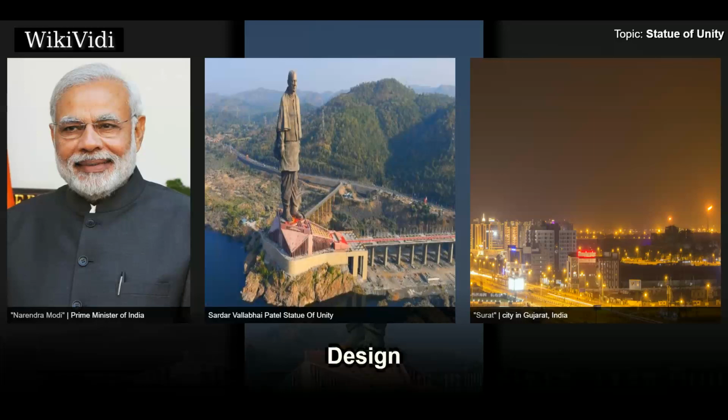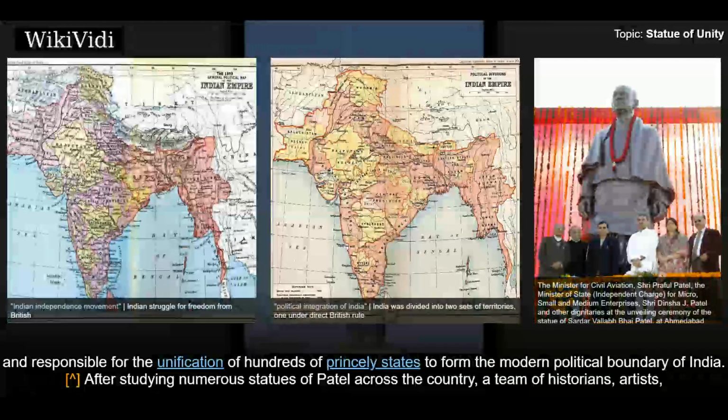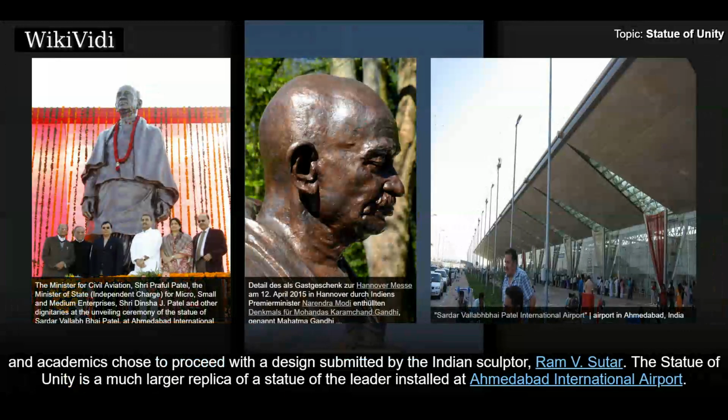Design. The statue depicts Vallabhbhai Patel, one of the most prominent leaders of the Indian independence movement, the first Deputy Prime Minister of India, and responsible for the unification of hundreds of princely states to form the modern political boundary of India. After studying numerous statues of Patel across the country, a team of historians, artists, and academics chose to proceed with a design submitted by the Indian sculptor, Sutar.